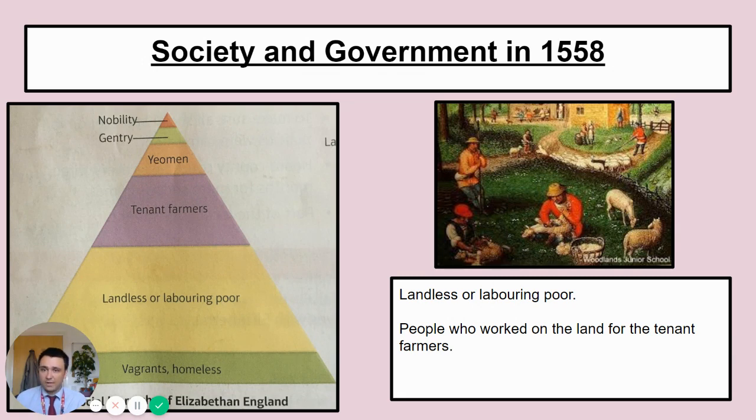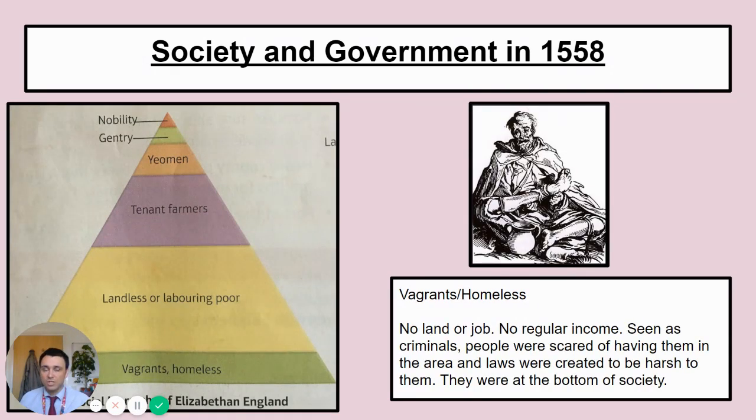And if you weren't in any of those positions, I'm afraid you were stuck at the bottom. You were the vagrants or the homeless, who will come out throughout this course quite a bit. These people had no land, they had no job, they had no one to work for, no regular income. And so as a result, they were seen as criminals. People were scared of having them in the area. Laws were made to be harsh. People chased them out of the towns and so on. People didn't want anything to do with the vagrants or the homeless. These people are at the very bottom of society, and it's tough for them to work their way up. So that's in general in Elizabethan England, that hierarchy.